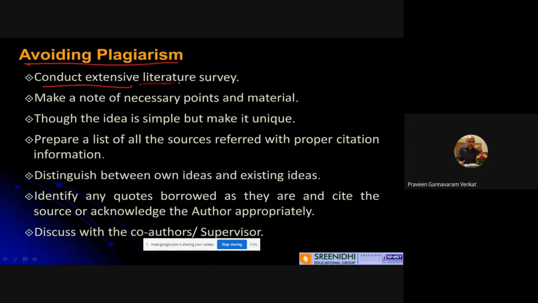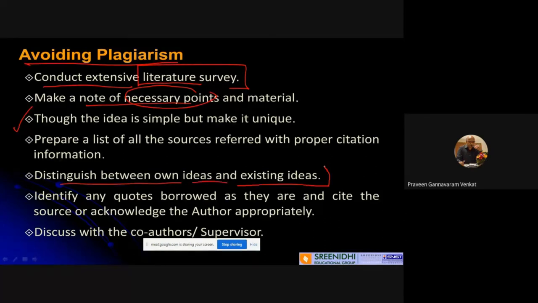So conduct an extensive literature survey. Most important is you have to conduct the literature survey also. It will bring down the plagiarism, and make a note of necessary points, and rewrite those ideas. You have to distinguish between your own ideas and existing ideas, so that is clearly indicated. And the next one is to identify any quotes borrowed from any of the authors, and you have to acknowledge. Finally, you have to acknowledge and discuss with the co-authors and supervisors. So this is also most important.